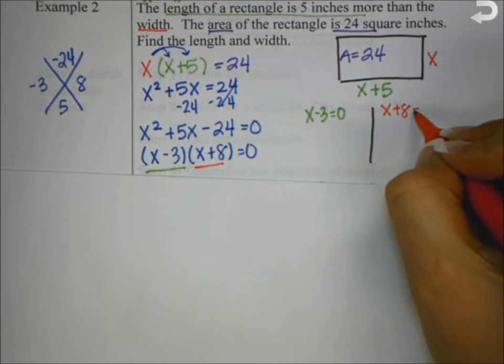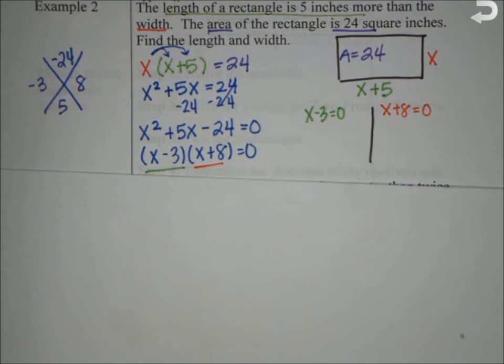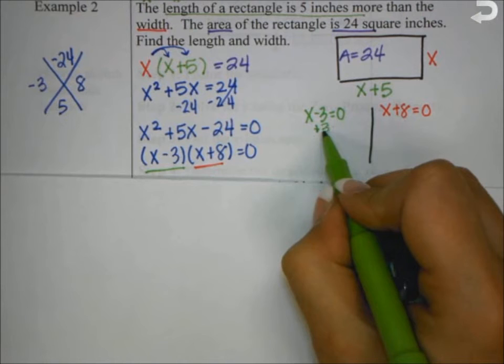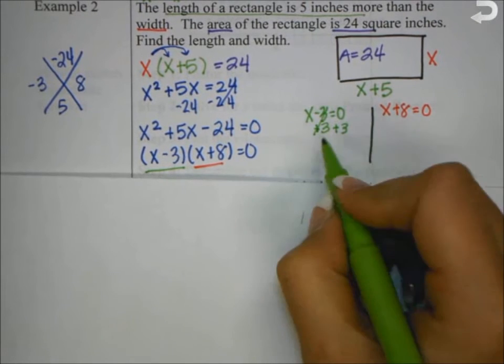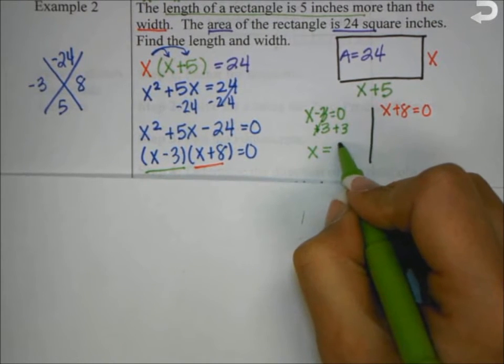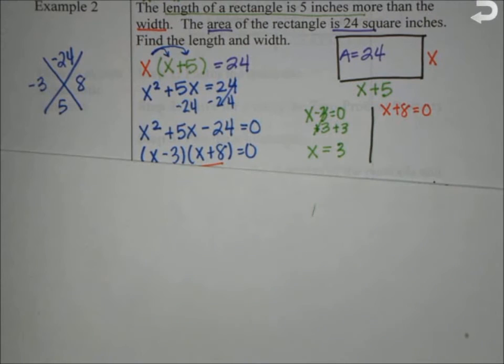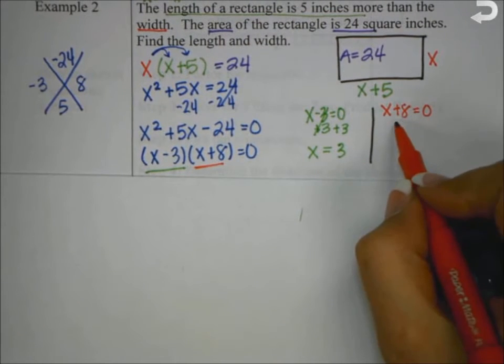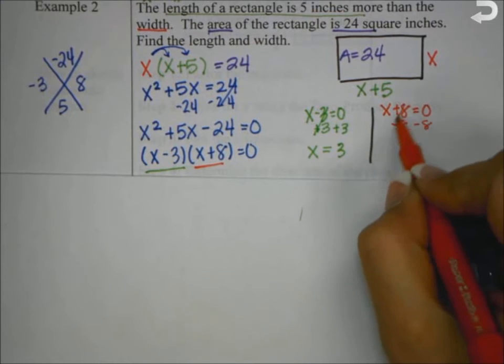Let's solve the green one first. x minus 3 is what? Add 3 to both sides. So x equals positive 3. How do I solve this one? Subtract 8. So x equals negative 8.